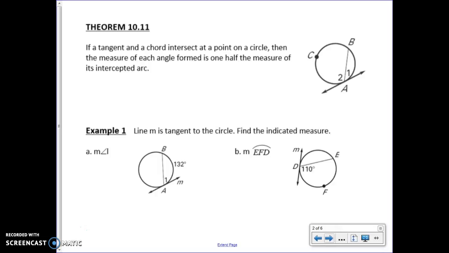So looking at example 1, it says line M is tangent to the circle. Find the indicated measure. So we want to find this measure of angle 1. Well, we know that it's half of the 132 degrees that it's opening up to of its intercepted arc. So half of 132 is 66 degrees. And if we want to find the measure of arc EFD, well, we know the angle is half of the arc, so we need to double that angle measure. So we get 220 degrees.